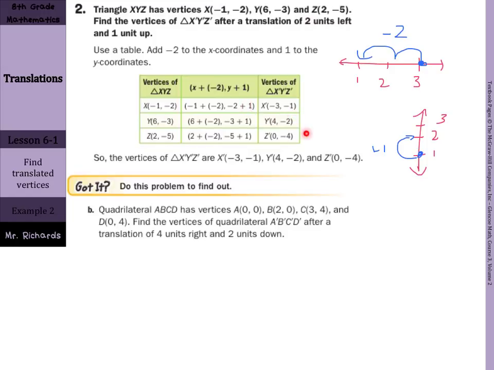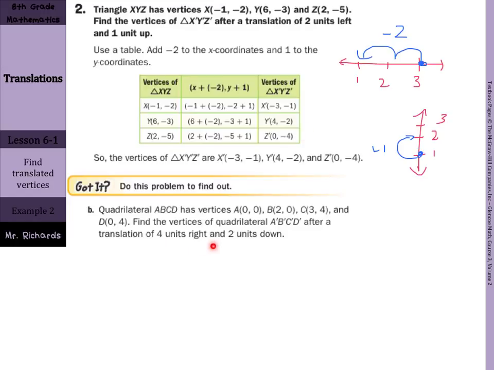Now let's try one of these on our own. Quadrilateral ABCD has vertices A (0, 0), B (2, 0), C (3, 4), and D (0, 4). Find the vertices of quadrilateral A prime, B prime, C prime, D prime after a translation of 4 units right and 2 units down. Well, let's figure out how we're moving.